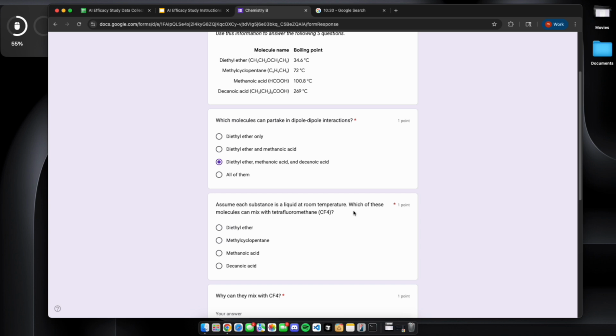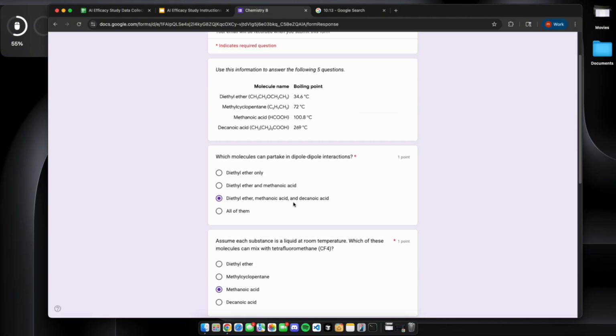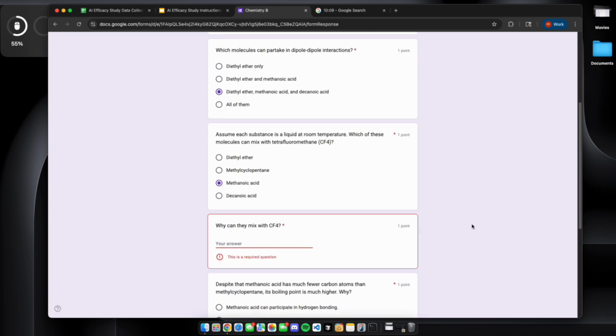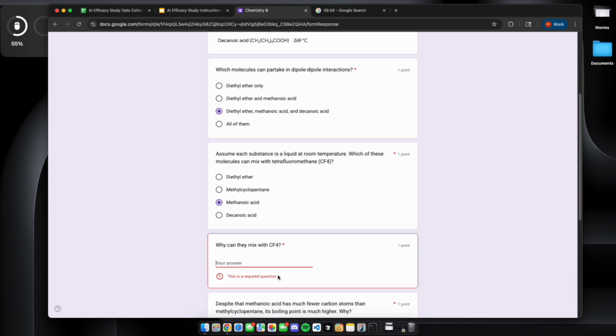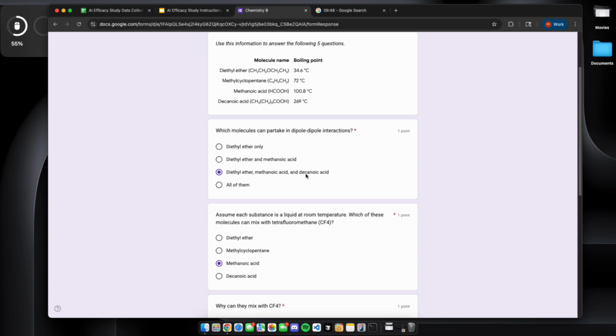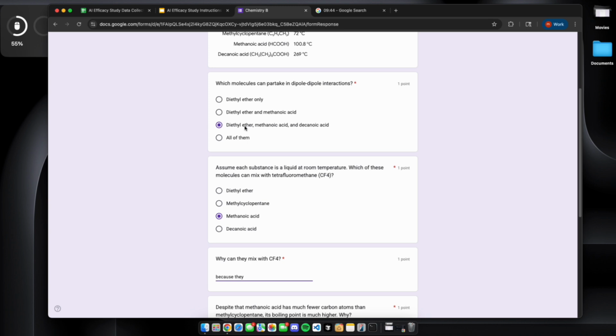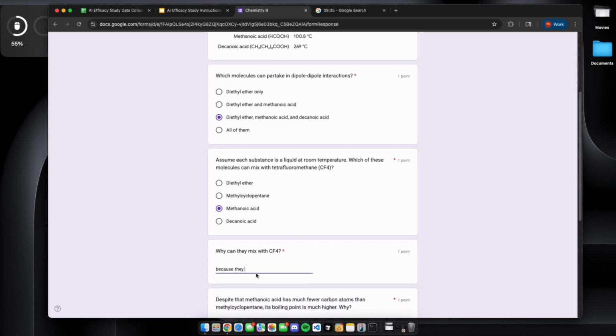Assume each substance is a liquid at room temperature. Which of these molecules can mix with tetrafluoromethane? Probably put methanoic acid. Why can they mix with CF4? Just because they... wait. I guess I will. I guess because they have a carbon.